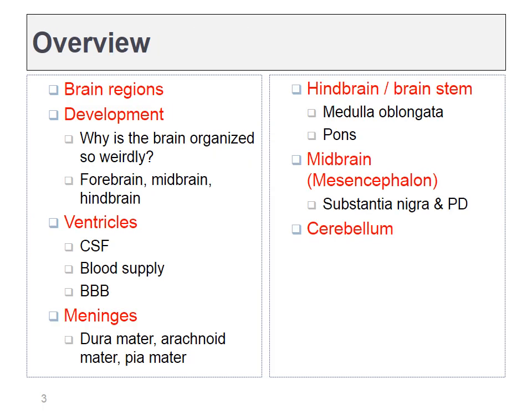To do all of that, we'll start with the basic overview of brain regions. We'll talk about how the brain develops, move on to discuss the ventricles and the meninges. These should be review. And then we'll start discussing individual parts of the brain, starting closest to the spinal cord with the hindbrain, and moving our way up to the midbrain and cerebellum.